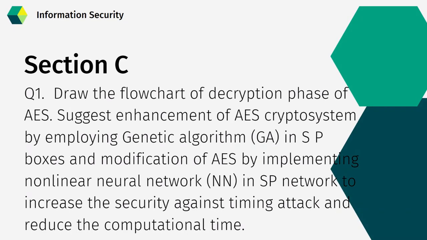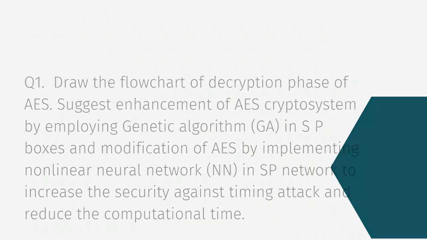Section C. Question 1. Draw the flow chart of the decrypting phase of AES. Suggest enhancement of the AES crypto system by employing a genetic algorithm (GA) in S-boxes and modification of AES by implementing a nonlinear neural network (NN) in the SP network to increase the security against timing attack and reduce the computational time.